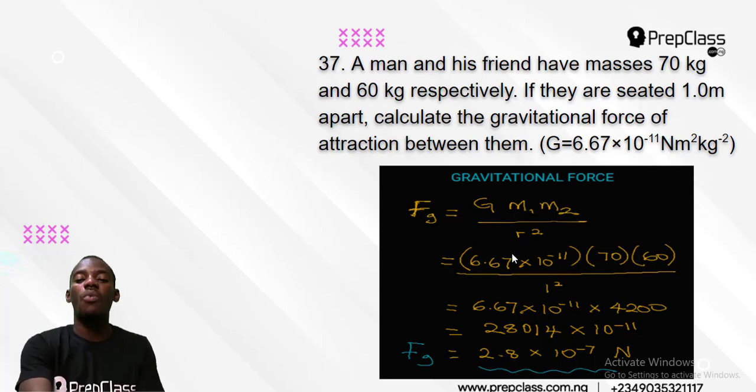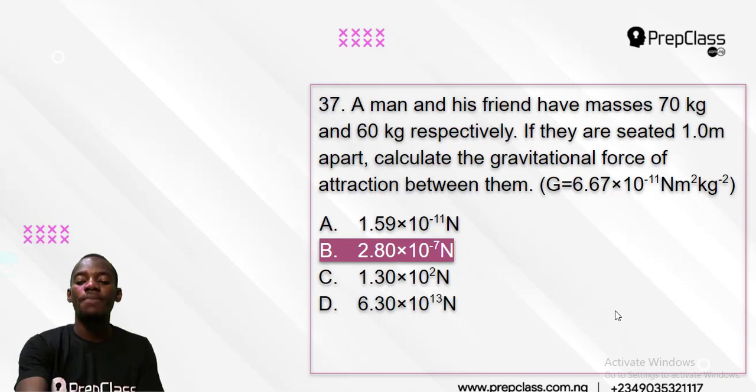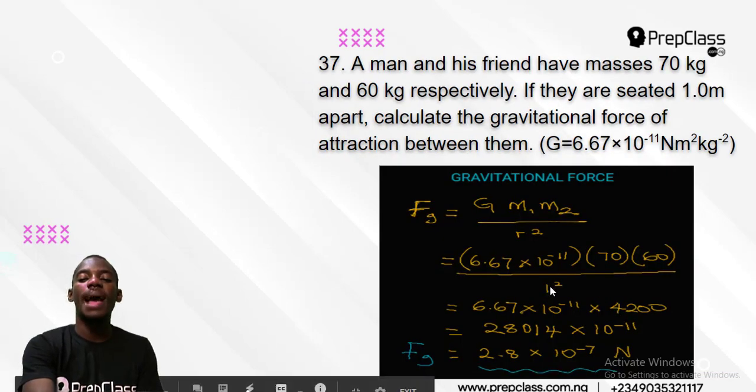So therefore, I'll work on the numbers now. 6.67 times 10 to the power minus 11. 70 times 60 is 4,200. So multiply the number to the number. 4,200 times 6.67, that will give you 28,014 times 10 to the power minus 11. I don't multiply the 10 first, so that will become number to number. That's 28,014 times 10 to the power minus 11.